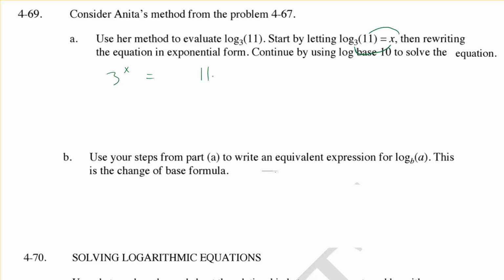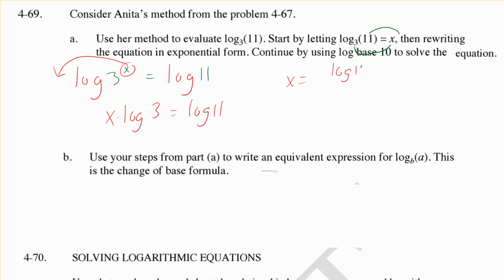And then Anita's method was to simply take the common log of both sides and then use that power rule right there. So we have x log 3 equals log 11. To solve for x, we can just divide by the log 3. So x equals log 11 divided by log 3.